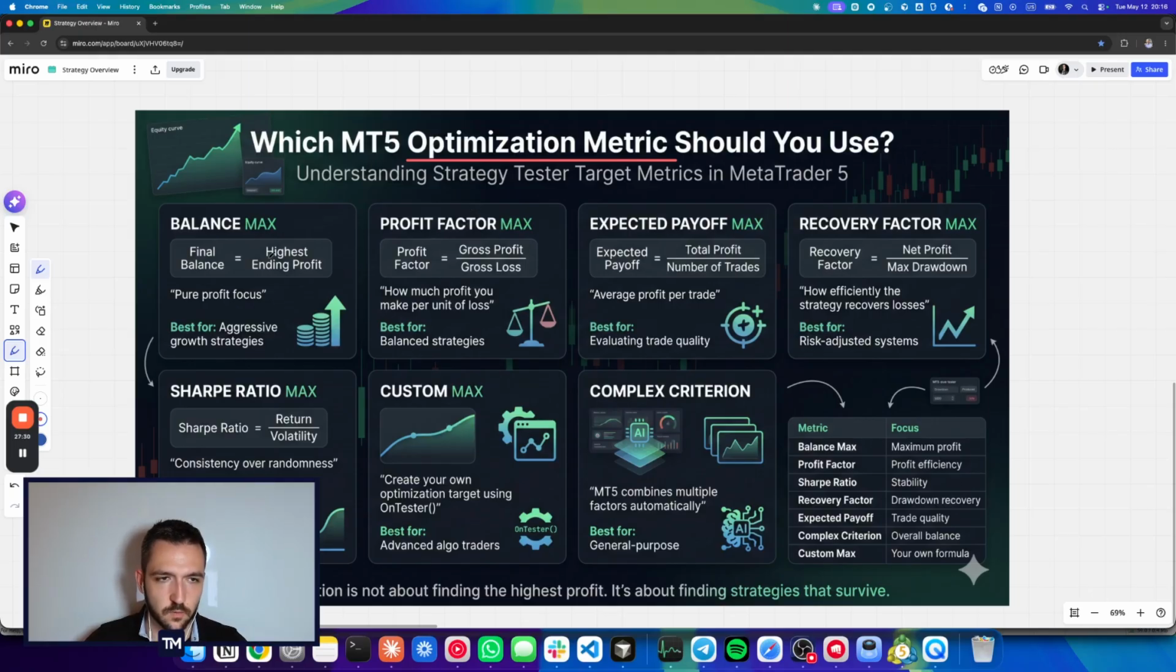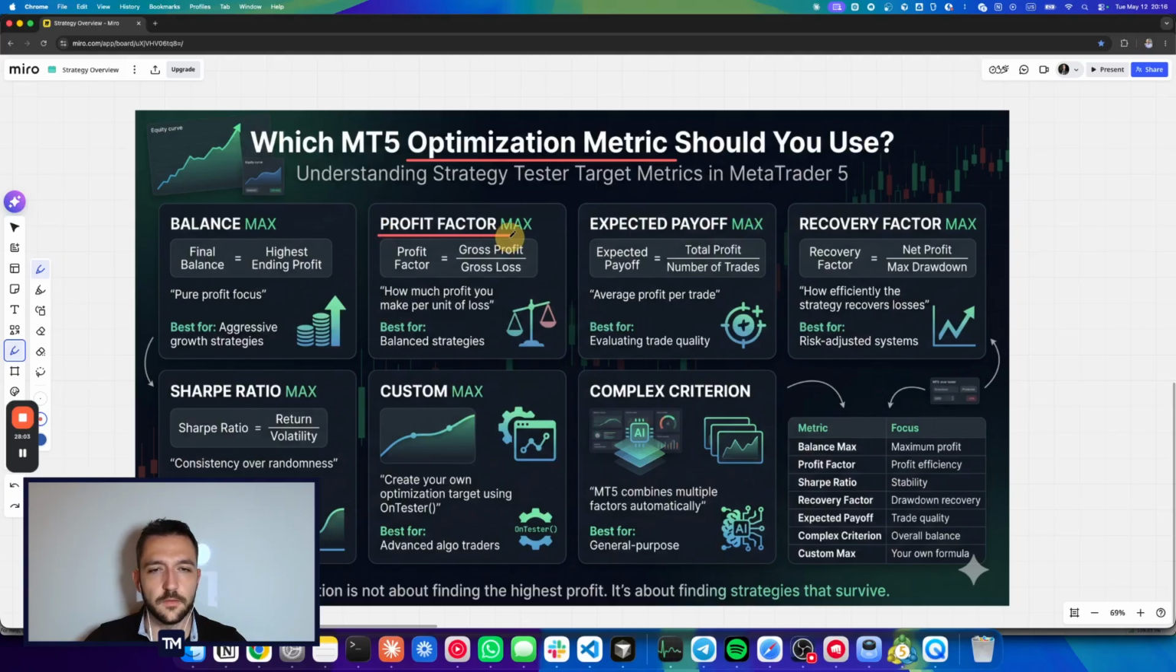So let's start with the most simple one, the one that most people are using and most of you are going to be using. The first one is balance max. This means the final balance is the pure focus, so that's the pure profit. The more profit I make, the better the result. And that's it. Now you would think, isn't that the whole point? Well, it is, but there are actually a bit smarter techniques that you can also look for.